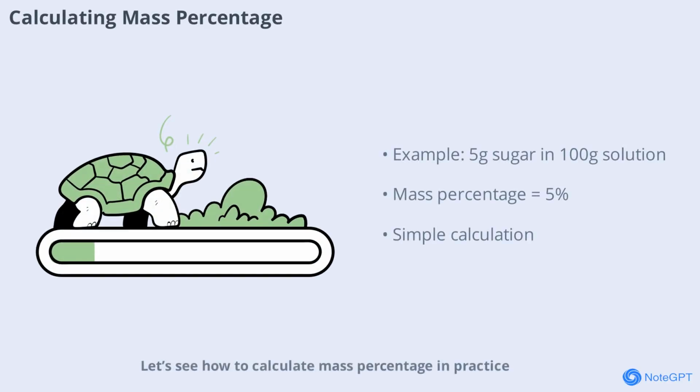Let's see how to calculate mass percentage in practice. Suppose you have a solution containing 5 grams of sugar dissolved in 95 grams of water. The total mass of the solution is 100 grams. To find the mass percentage, divide the mass of sugar by the total mass of the solution and multiply by 100. That gives you a 5% sugar solution. This straightforward calculation helps in preparing solutions with precise concentrations, which is important in both laboratory and industrial settings.